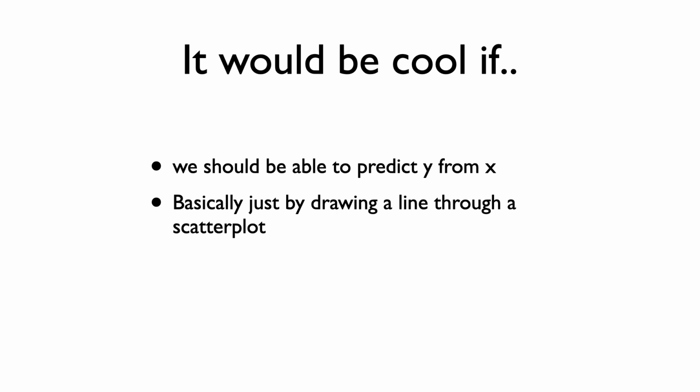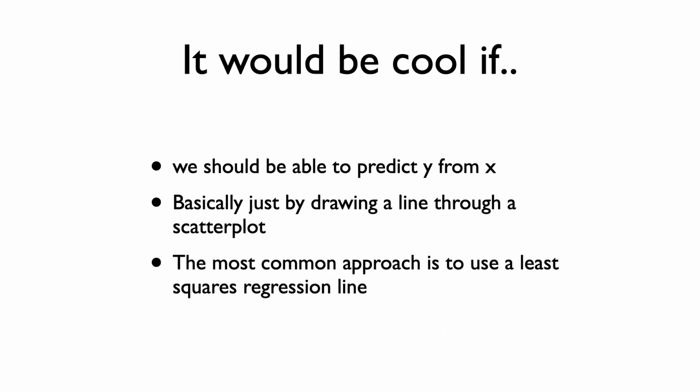So we need a way to draw a line through a scatter plot, but to all agree on the line. The most common approach is what's called a least squares regression line. Is it the best? I don't know. But it's one we all agree on, and we all know the math of how to do it. And that's the important thing. Can we all agree on what this line means?